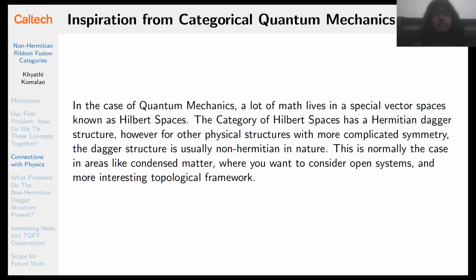In fact, it was comparatively more recent that it was found that fusion categories could even have a non-Hermitian structure. The first counterexample that was found was the Yang-Lee category. The Yang-Lee category is an example of a non-Hermitian fusion category, so that does prove existence on that side.